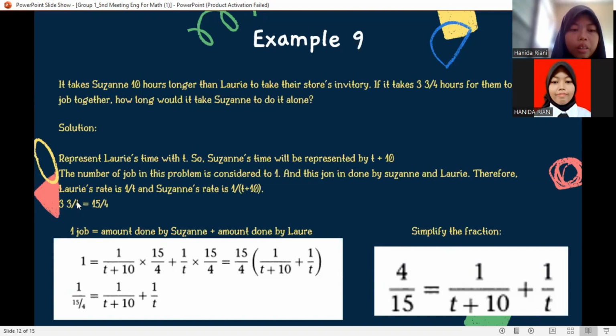3 and 3/4 as a value equals 15/4. One job equals the amount done by Susan plus the amount done by Laurie. And by simplifying the fraction, 4/15 equals 1/(t plus 10) plus 1/t.